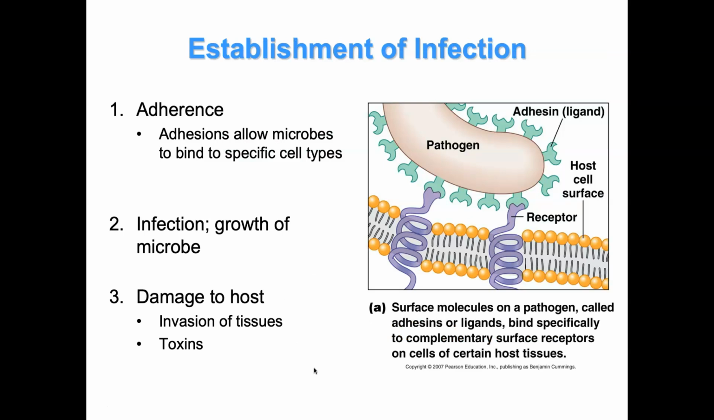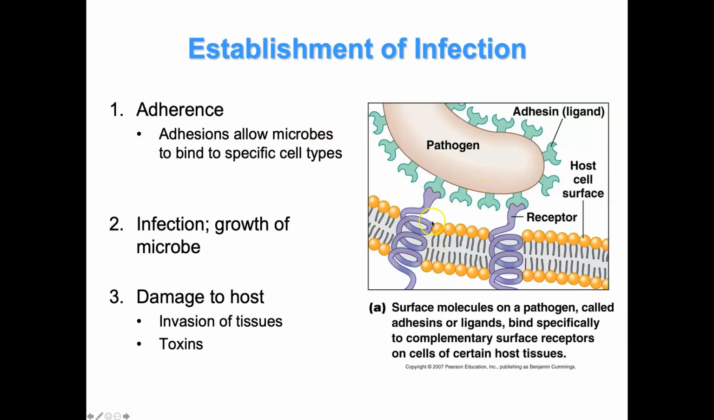All right, so let's talk about this. Establishment of infection. Pathogens, once they enter, are going to adhere at their portal of entry. The way they do this is via a ligand, a surface molecule. This is going to be specific. Adherence of the pathogen allows the microorganism to bind to specific cell types. It's not just random. There actually has to be a connection, right?